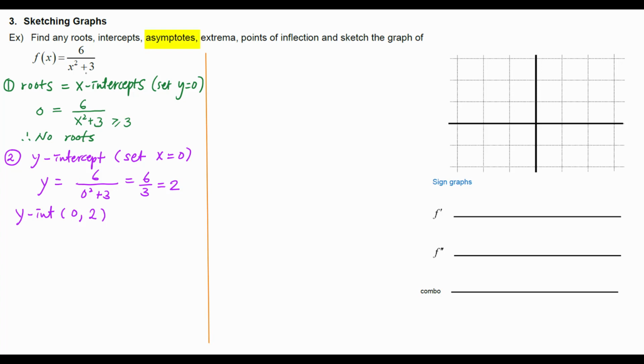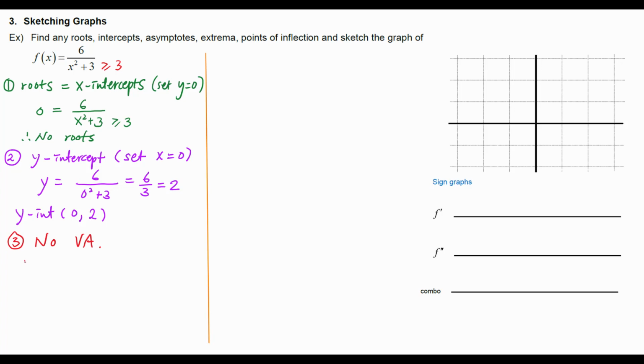Thirdly, it's asking you to get asymptotes. And again, as we said earlier, this denominator is always greater than or equal to 3, so it cannot be 0. And vertical asymptotes occur when the denominator is 0 and the numerator is not 0. Therefore, you do not have a vertical asymptote.